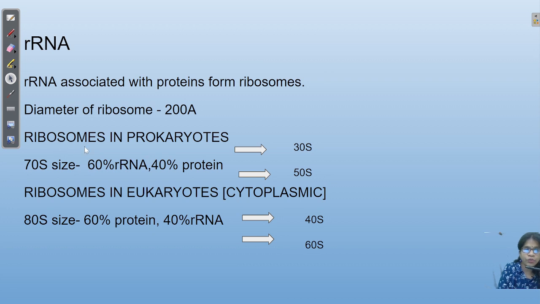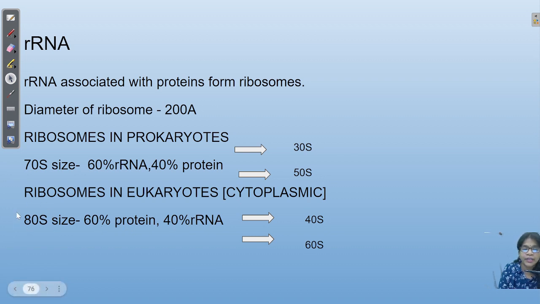As I already told you, the ribosome in prokaryotes is 70S size, out of which 60% is ribosomal RNA and 40% is protein. So these are the subunits, 30S and 50S. In the same way, consider the ribosomes in eukaryotes which are cytoplasmic. Why I have written cytoplasmic is because you know that there are other organelles in eukaryotes, rough endoplasmic reticulum and smooth endoplasmic reticulum. This I will cover in cell biology. The rough endoplasmic reticulum has ribosomes on the organelle also. So based on it, I am telling you about the ribosomes that are present only in cytoplasm. So the 80S size would have 60% protein and 40% rRNA.